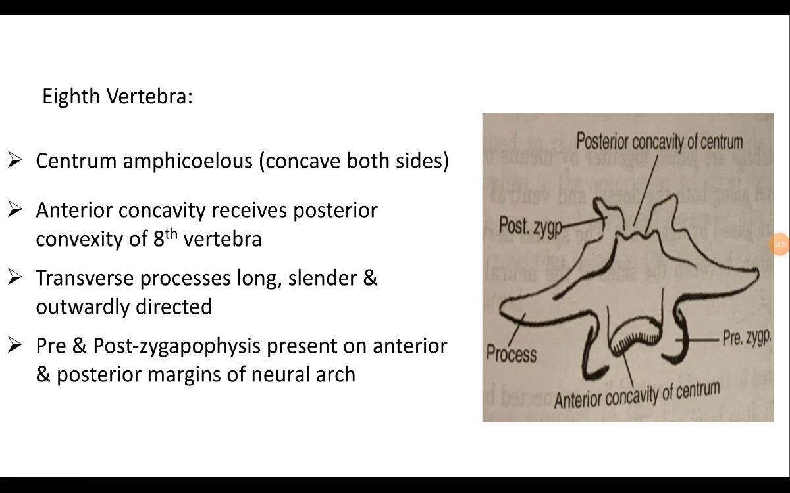In the eighth vertebra, the transverse processes are long, slender, pointed, and they are outwardly directed. The pre-zygapophysis and the post-zygapophysis are present on anterior and posterior margins of the neural arch.